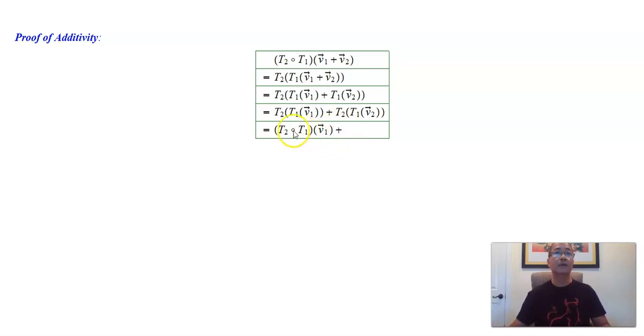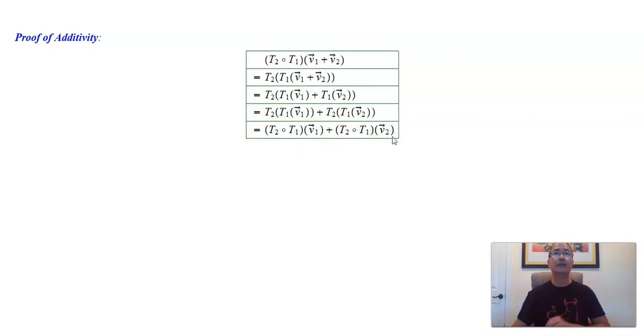And who is the other one? Of course, it is just T2 composed with T1, which we evaluate at V2. Alright, so there it is. That's the additivity property. T2 composed T1 evaluated at V1 plus V2 is exactly the same as if you would evaluate T2 composed with T1 only at V1 and added T2 composed T1 only at V2.